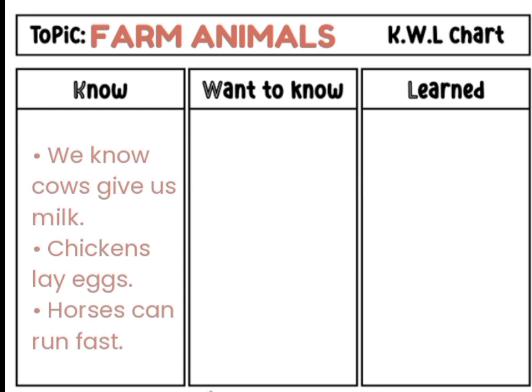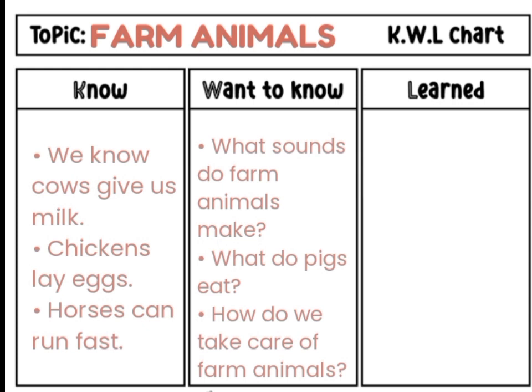So here in the W column, or "want to know" column, the student or teacher lists what they want to know or the questions they have about the topic. This step encourages curiosity and sets specific learning goals. It helps students focus on what they hope to gain from the lesson. So for example, what sounds do farm animals make? What do pigs eat? Or how do we take care of farm animals?